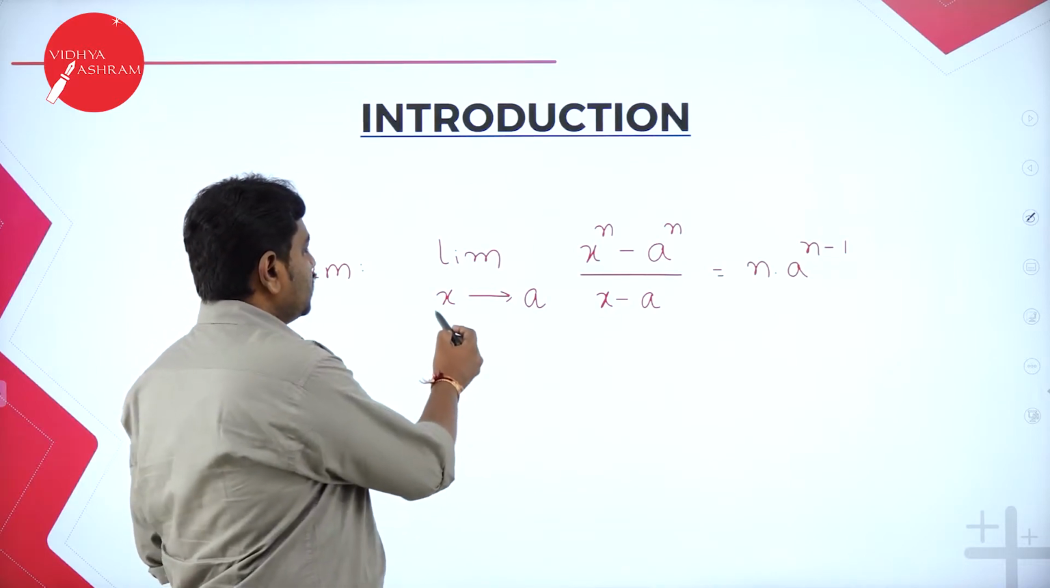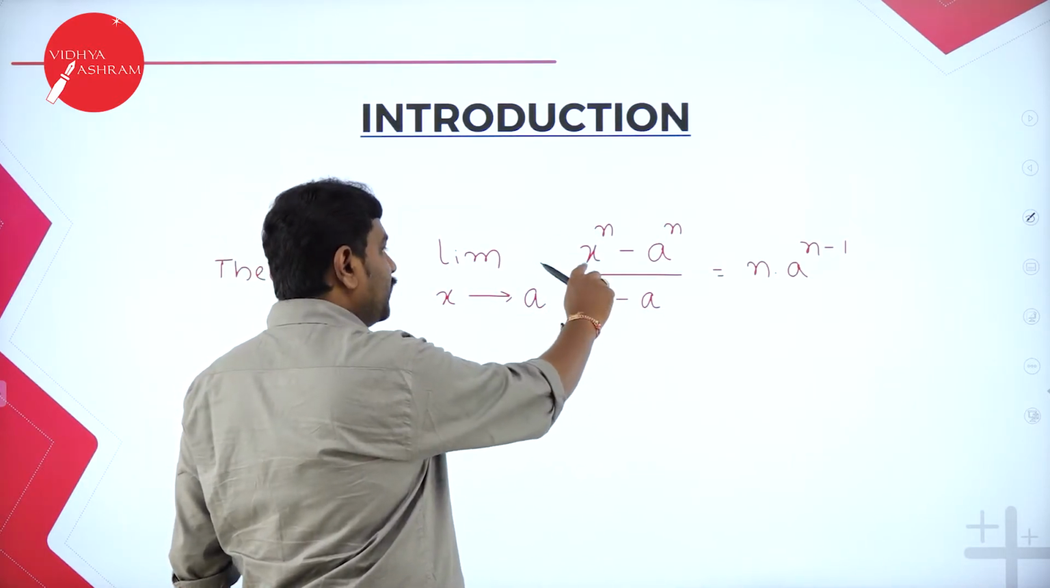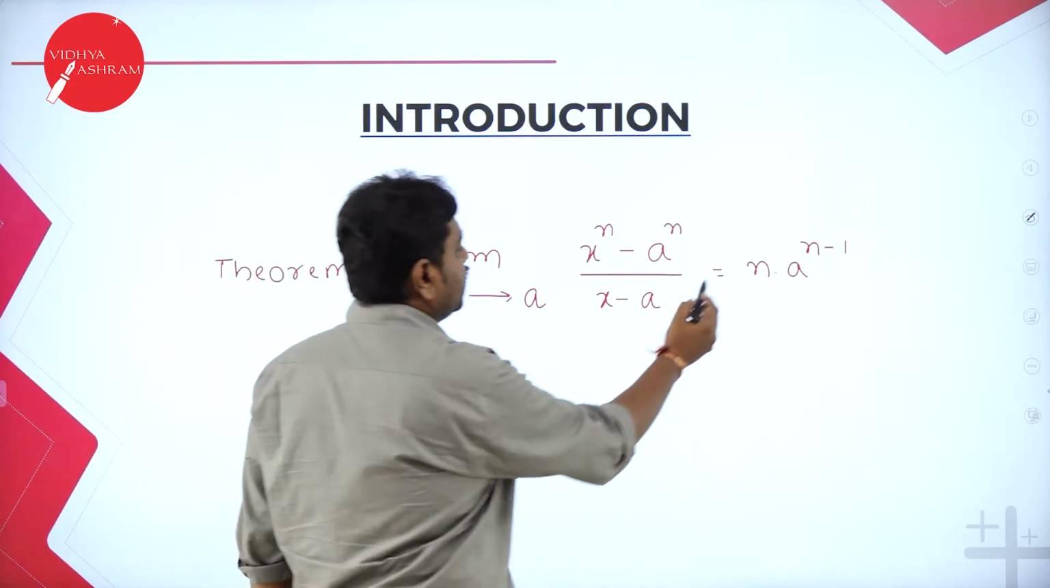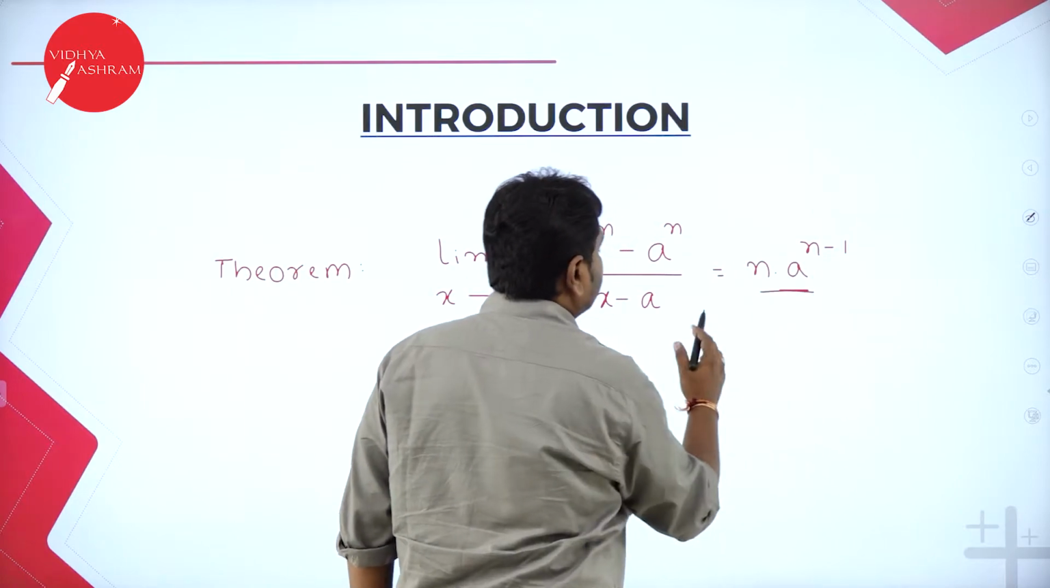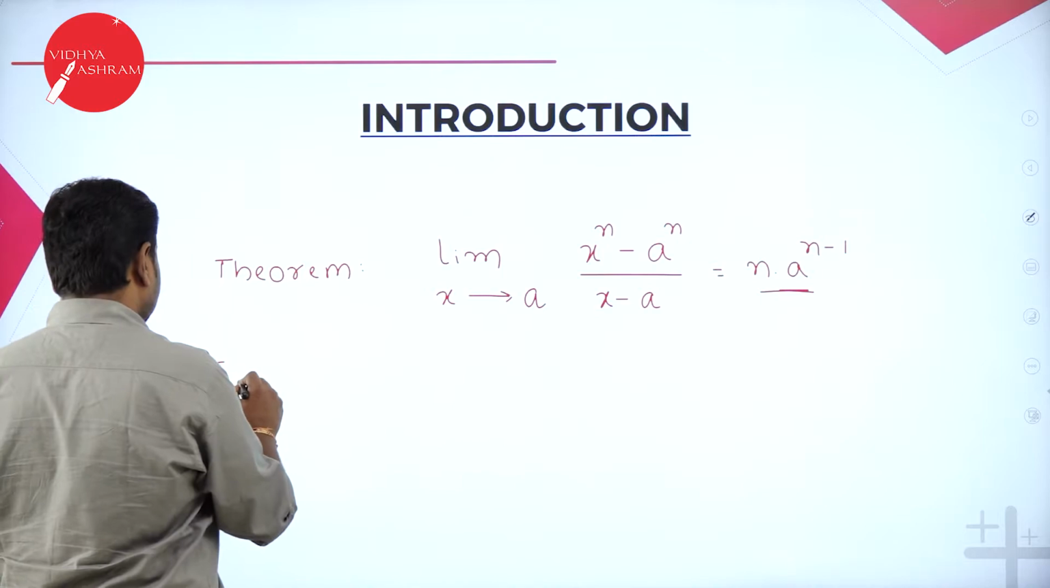And here you can see x is tending to a, that is the denominator, difference of this. Numerator, the base is same. So if the problem is in this form, you can write the answer as n into a power n minus 1 without applying limit directly. This is the answer. Then we have sandwich theorem.